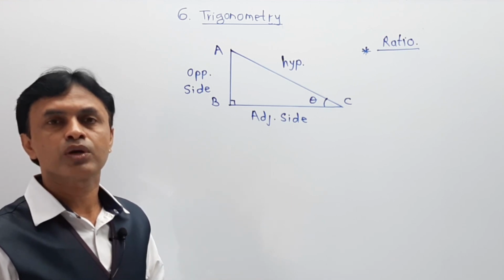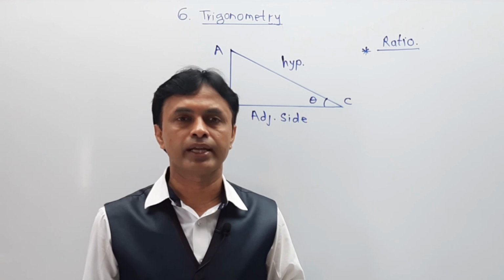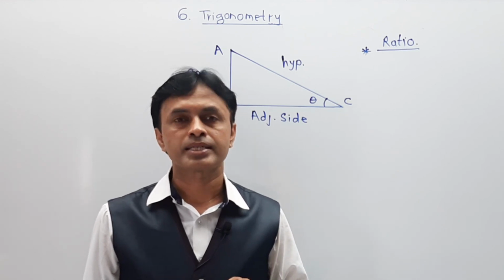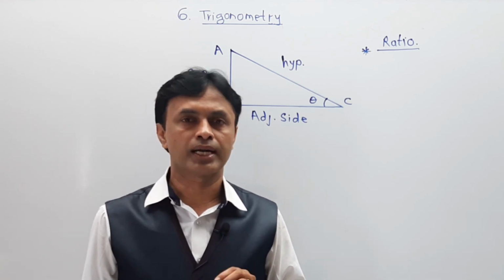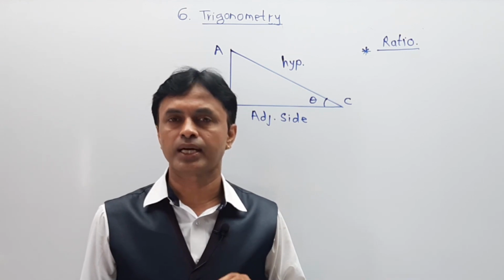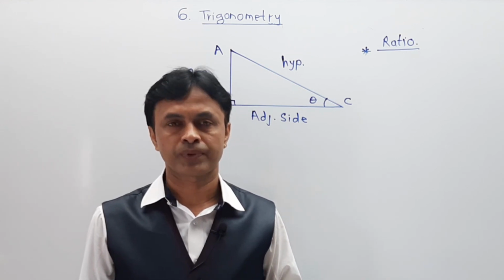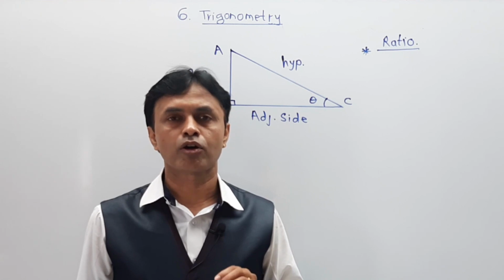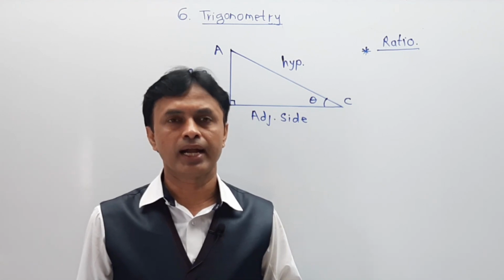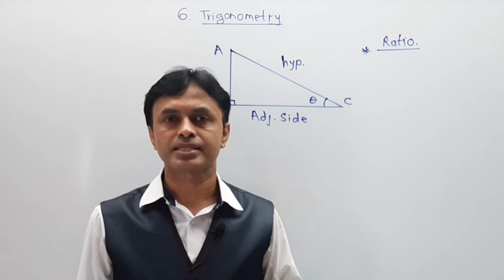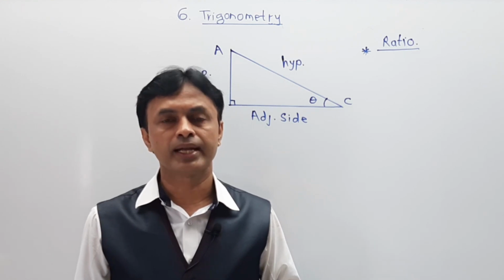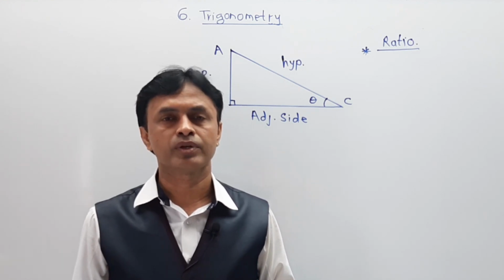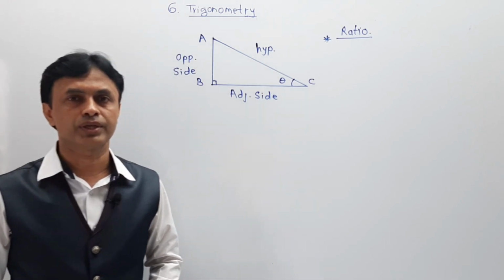And these 6 ratios have nomenclature or names, and the names are sin theta, cos theta, tan theta, cosec theta, sec theta, cot theta. I repeat, sin theta, cos theta, tan theta and cosec theta, sec theta, cot theta, and they contain some ratios, and now we are going to write that part over here.